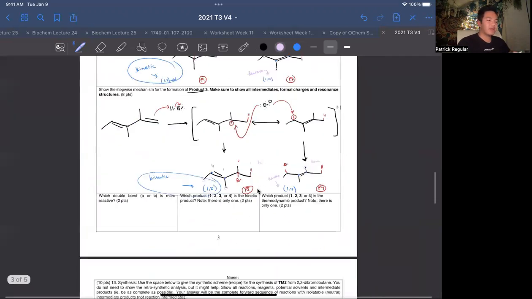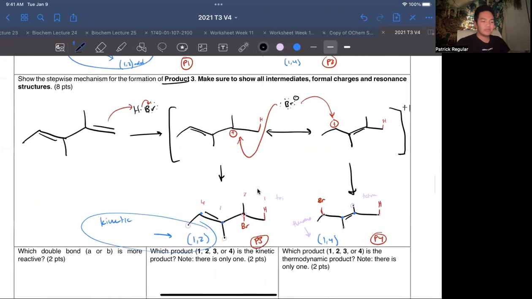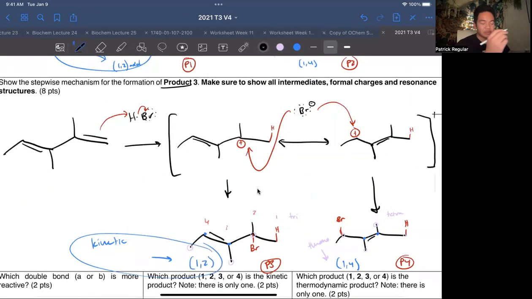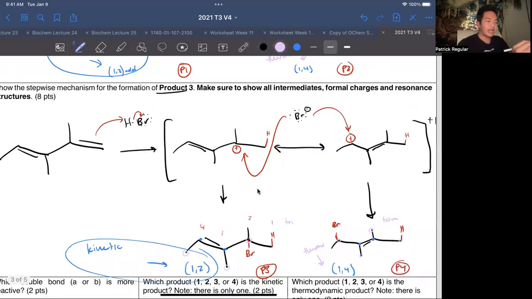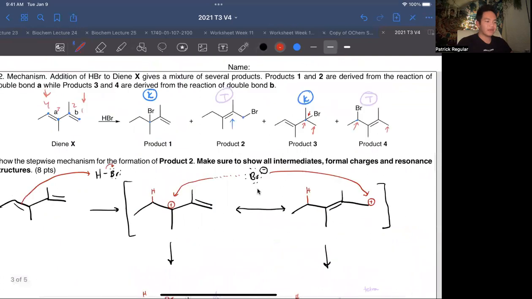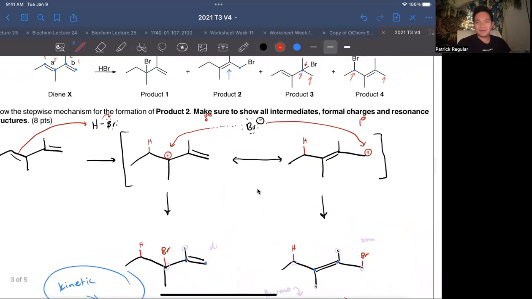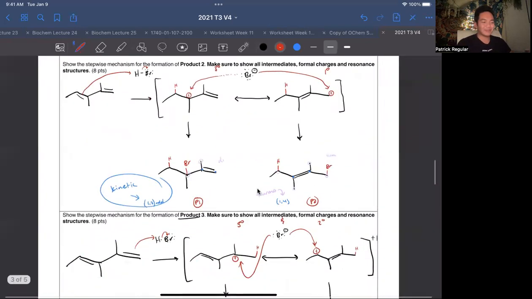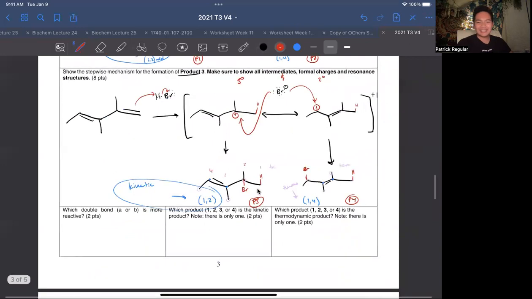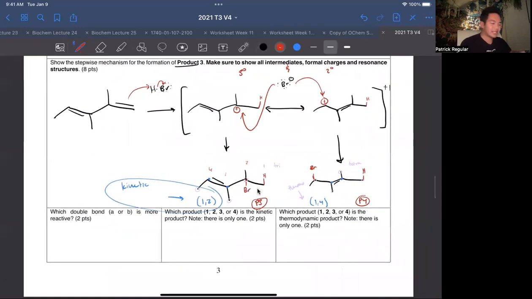Now, let's get to this bottom part. Which double bond, A or B, is the most reactive? Well, let's take a look at the substitution pattern. For this one, our carbocations, I use carbocations, tertiary and secondary. Okay. Up here, we have tertiary and primary. All right. Which one's more reactive? Tertiary, primary, tertiary, and secondary. It's going to be B. It's tertiary and secondary.